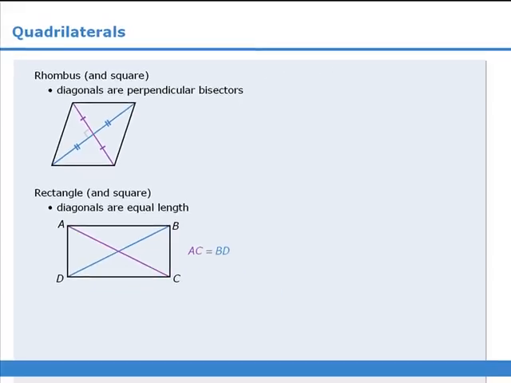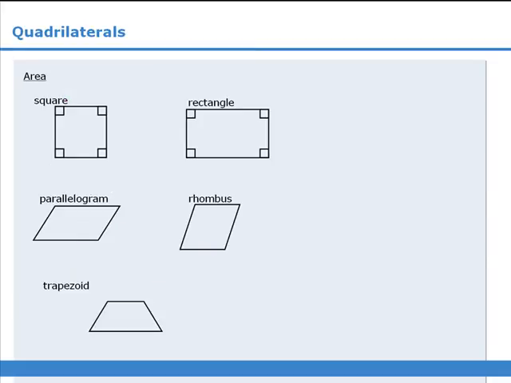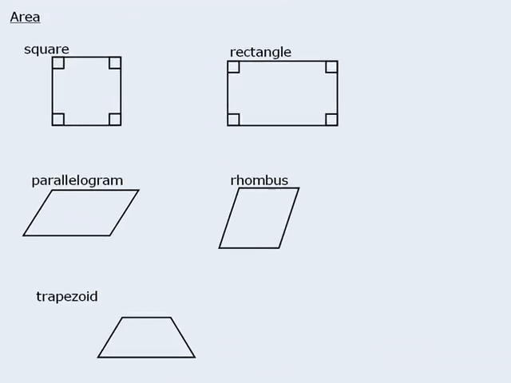Okay, our last topic concerning quadrilaterals will be how to find the areas of these five shapes. Now, although we have five different shapes here, their areas can be found the same way. That is, the area will always equal the base times the height. Now, the way in which we find the base and the height may vary with some shapes, but the one formula holds true for all of them.